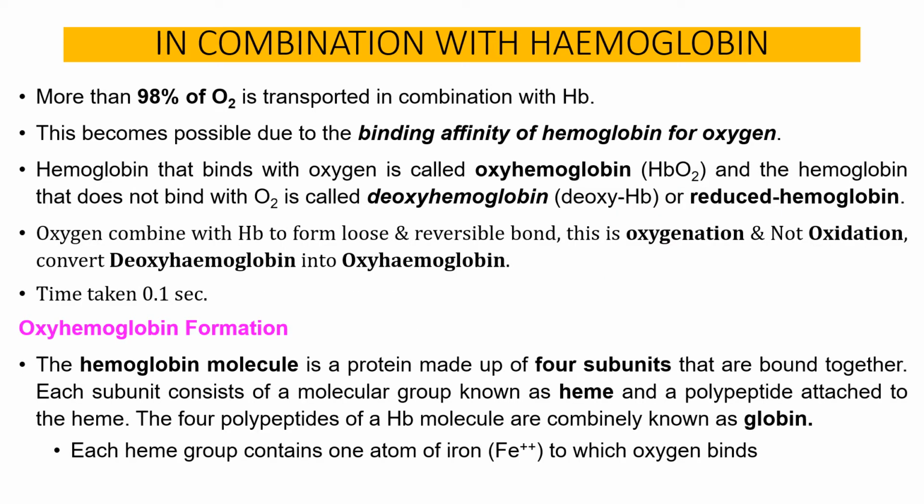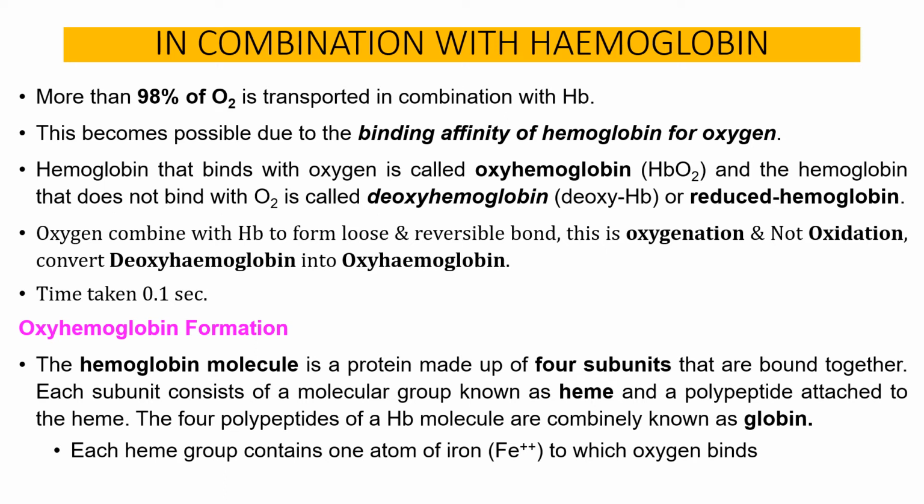Now coming to the transport of oxygen in combination with hemoglobin. We know that about 98% of oxygen is transported in combination with hemoglobin. This is possible because there is an affinity of hemoglobin for oxygen, and this is known as the binding affinity of hemoglobin. Hemoglobin that binds with oxygen is called oxyhemoglobin, and the hemoglobin that has not been bound with oxygen is known as deoxyhemoglobin or reduced hemoglobin.